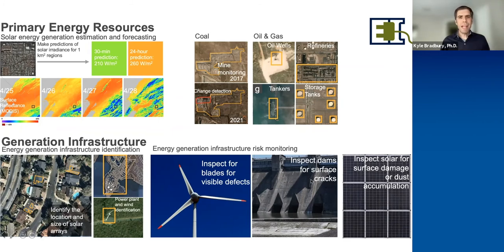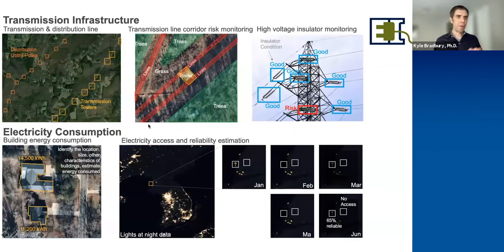So there are many problems in the space that have been addressed with this, from transmission line identification and insulator monitoring, the quality of the health of that insulator, to building energy consumption estimation and electricity access and reliability estimation. Lots of different approaches, all relying on these fundamental computer vision techniques as applied to remote sensing data.